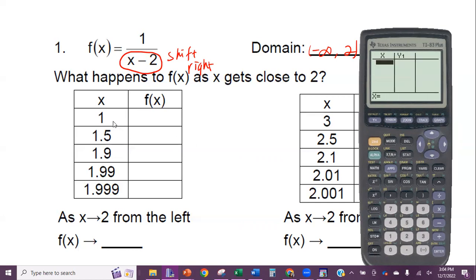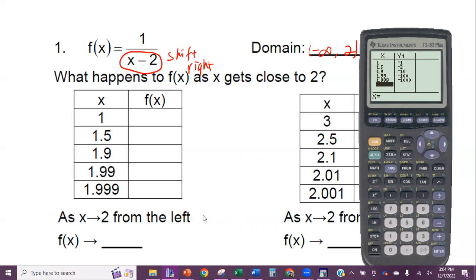Okay. So I need 1, so I can type in 1. And what's my value for 1? Negative 1. I need 1.5. And I'm going to get negative 2. I need 1 and 9/10. I need 1 and 99 hundredths. And I need 1 and 999 thousandths. Okay. So now I can fill in those values.